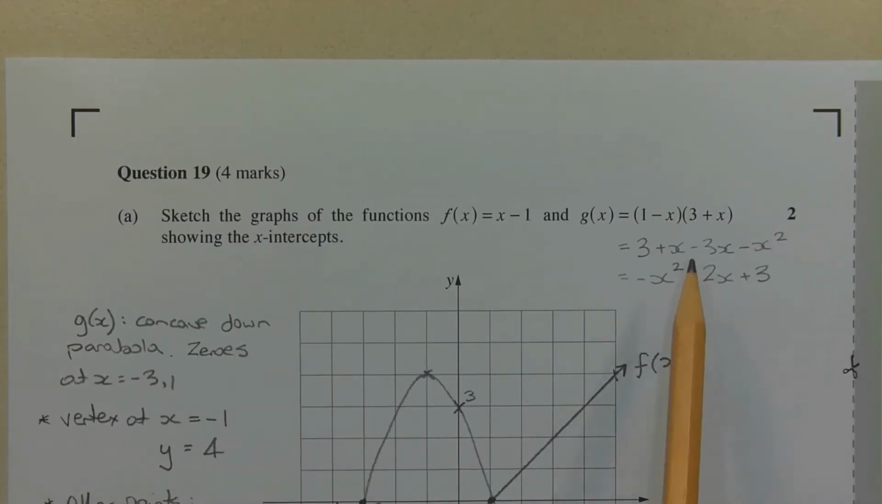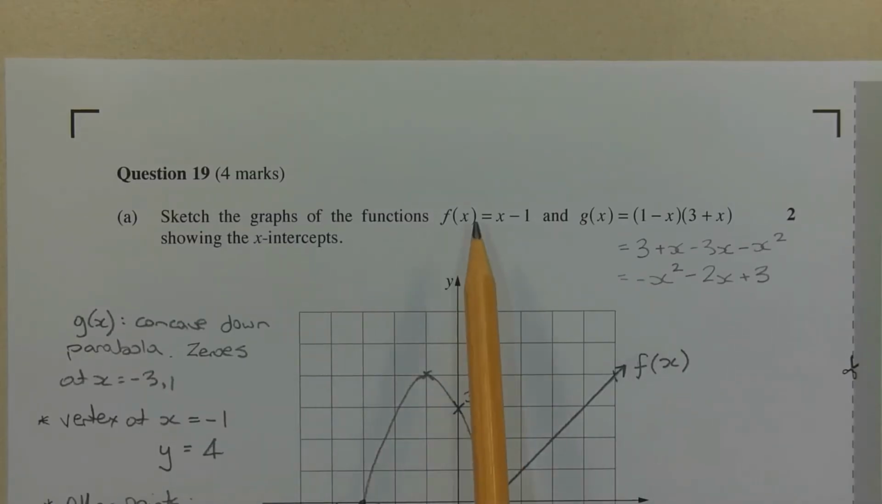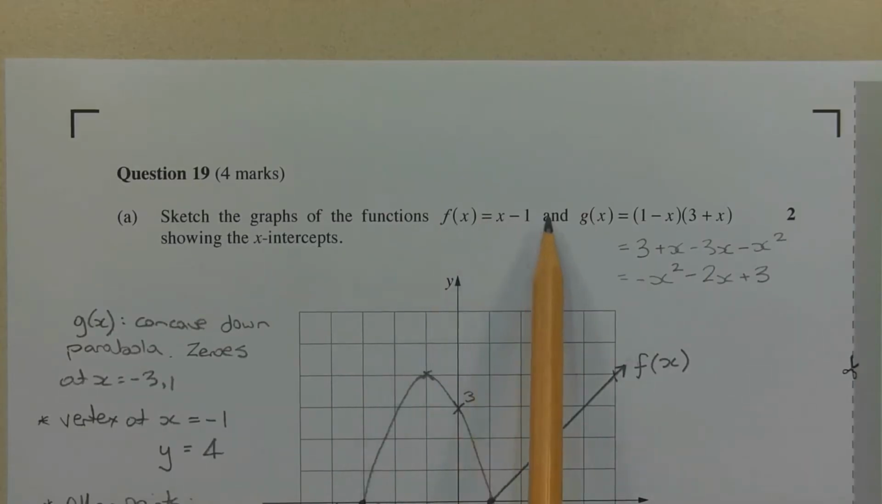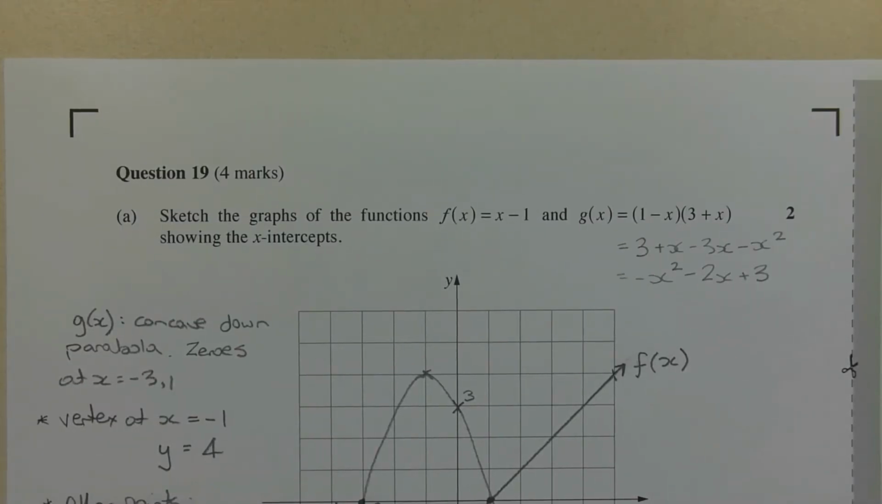Now clearly that's a parabola because the degree or the highest power is 2. There's a negative in front of the x squared, which makes it a concave down parabola. And because g of x is originally expressed in factor form, I have the zeros of g of x, in other words, the x-intercepts already. So we know that the parabola will cross the x-axis at x equals 1 and x equals negative 3. So there are some clues already to start drawing the graph of the parabola. Looking at f of x, that's just a straight line, y-intercept negative 1 and a gradient of 1.